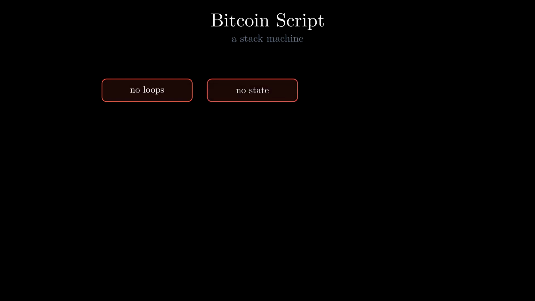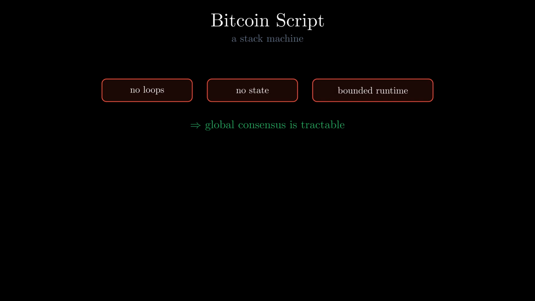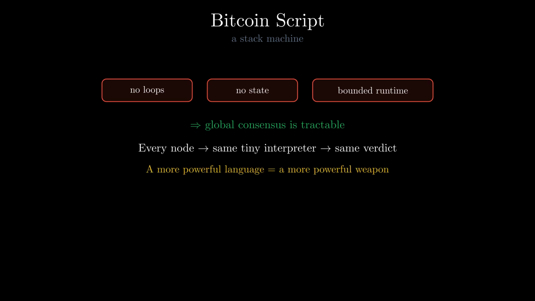Step back and look at what this design buys. A stack machine with no loops, no state, and a bounded runtime, modest by any modern programming standard, is exactly what makes global consensus tractable. Every node, anywhere in the world, runs the same tiny interpreter and reaches the same verdict. A more powerful language would have been a more powerful weapon, more expressive, but also more dangerous and less predictable.